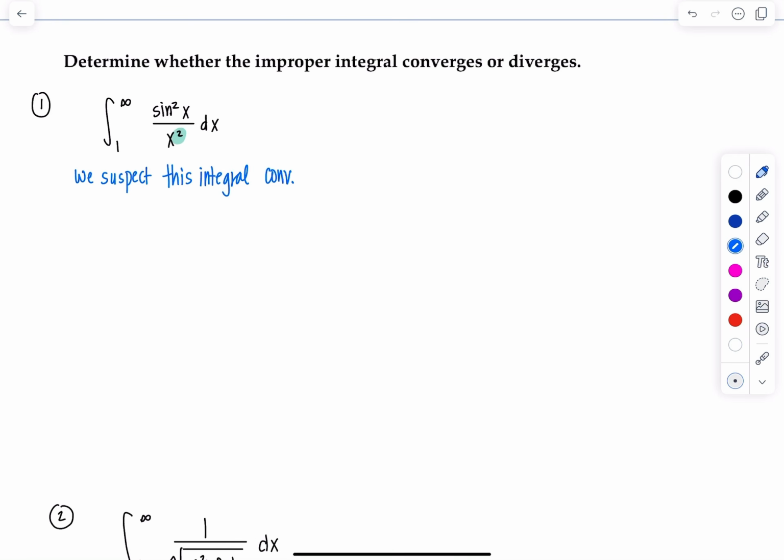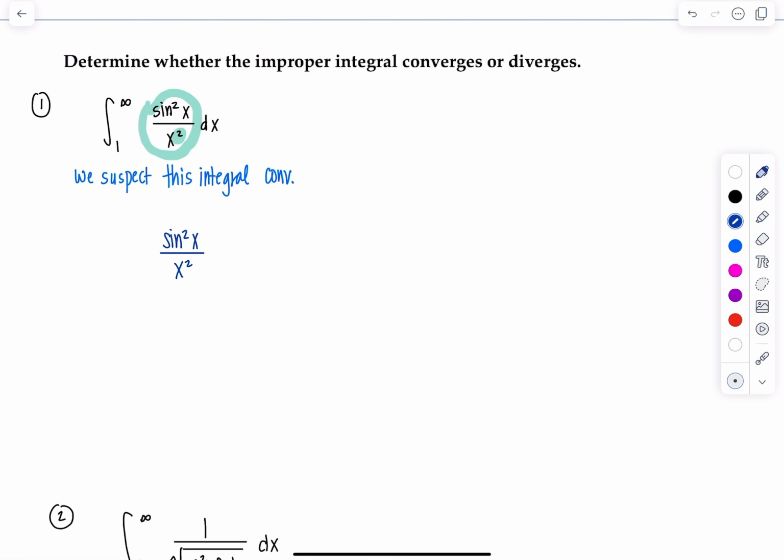In order for me to use the comparison theorem and show that this integral converges, I need to show that it is less than some other integral that I know is convergent. So I need to show an inequality that establishes the fact that this function right here is smaller than another function. I think we can do it pretty easily. Sine squared x over x squared.